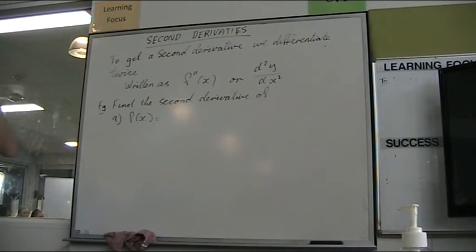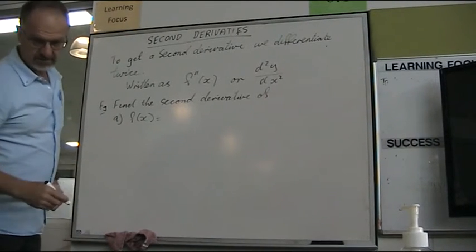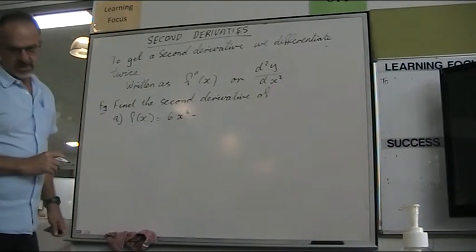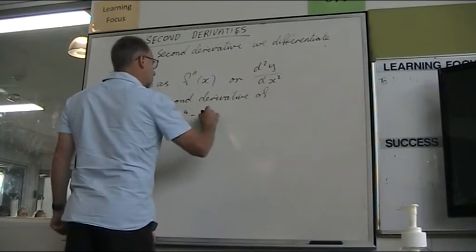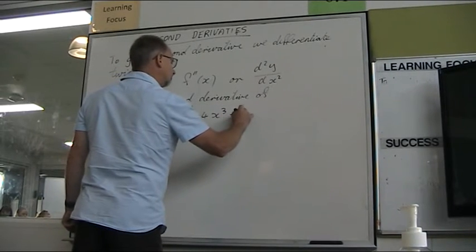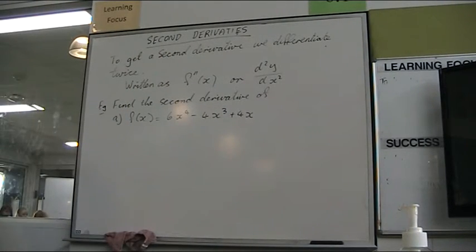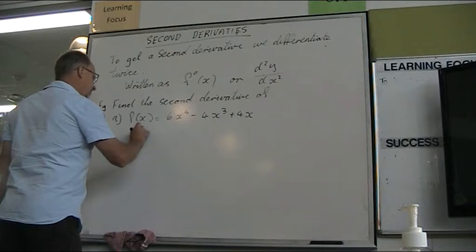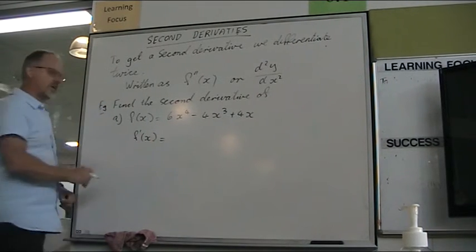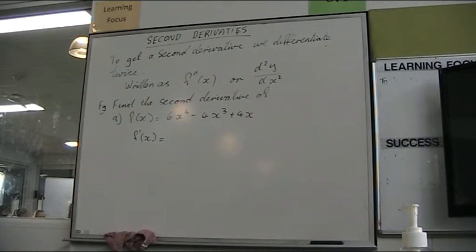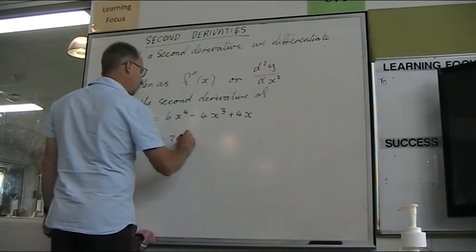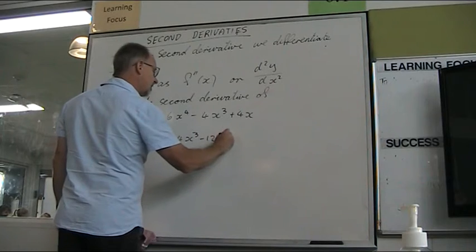So first, a reasonably straightforward one. 6x to the 4 minus 4x cubed plus 4x. And if we want the second derivative, we've just got to differentiate twice. So the first time we differentiate, we get f dashed x, and that would be 24x cubed minus 12x squared plus 4.